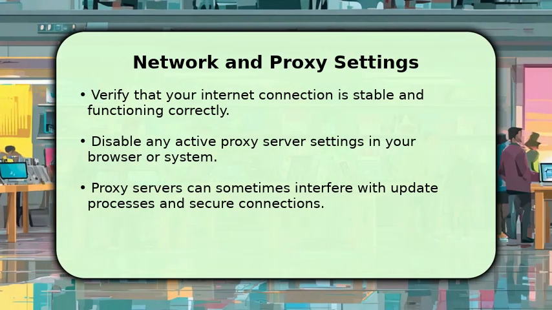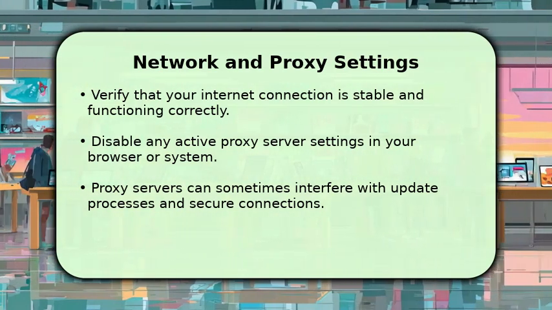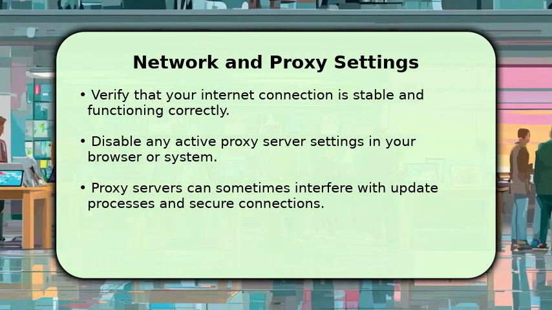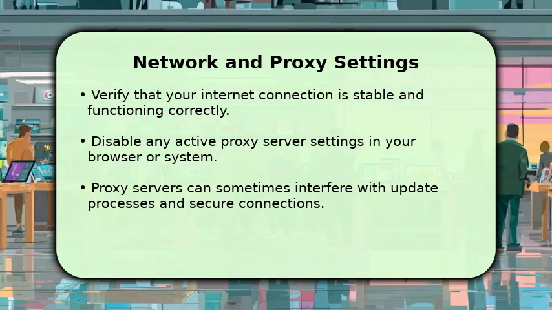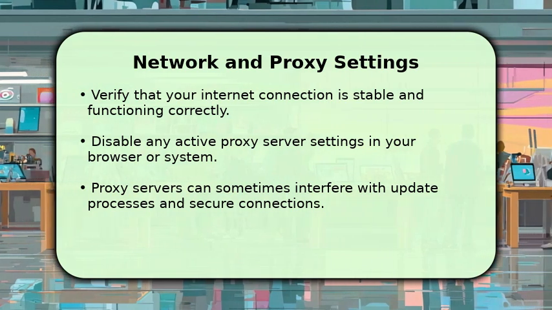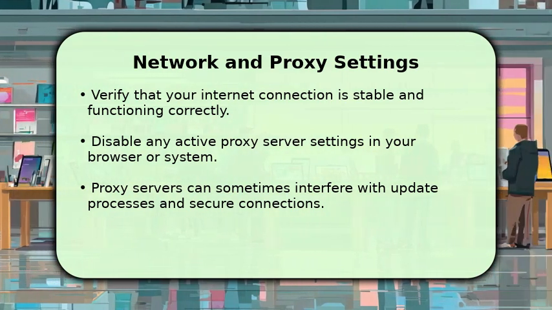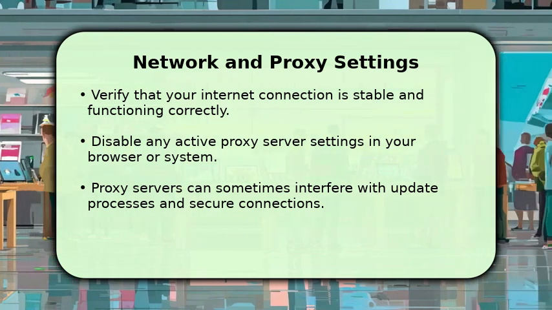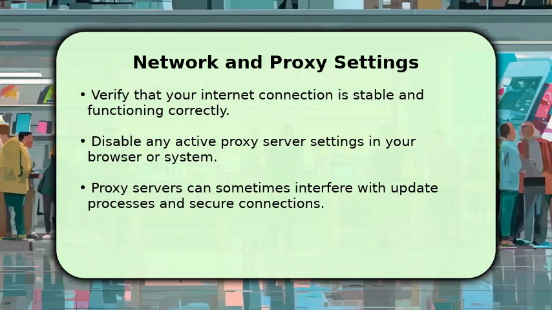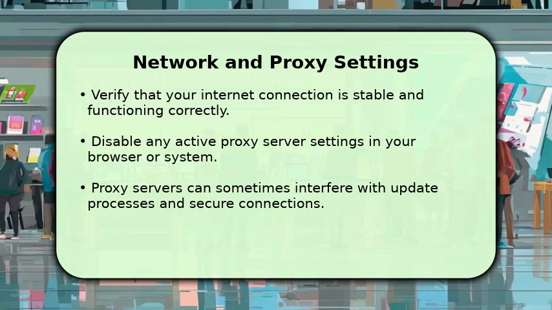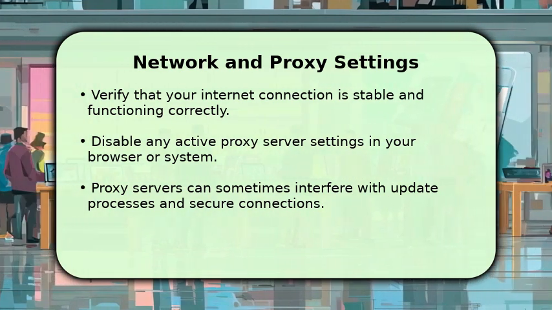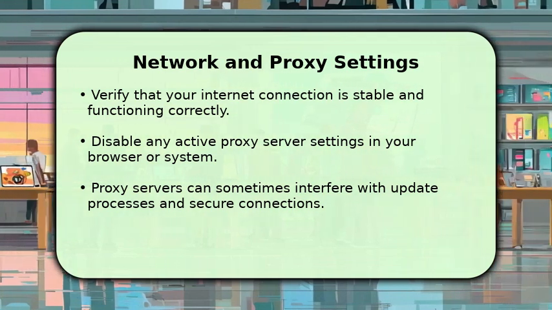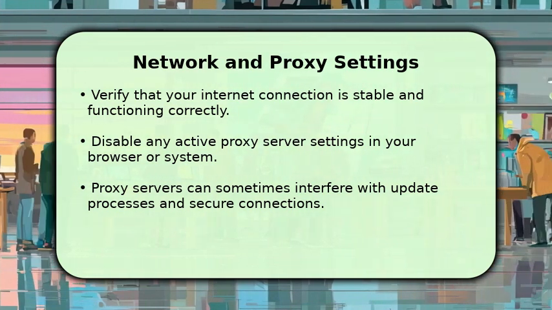Next, let's check your network configuration. A stable internet connection is fundamental for many system operations, including updates. Also, it's important to examine your proxy settings. Sometimes, an active proxy server can inadvertently block necessary connections, leading to this error. Temporarily disabling any proxy settings in your browser or system network configuration can often clear up these communication roadblocks, allowing your system to connect without interference.